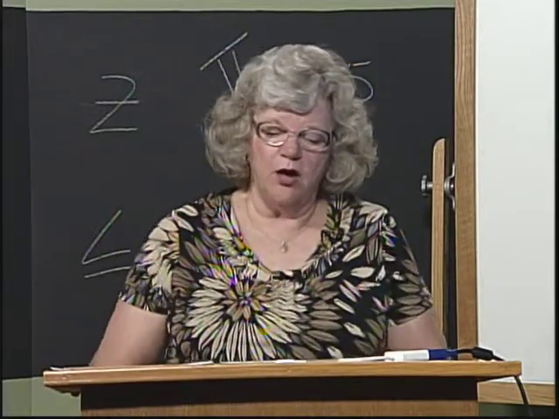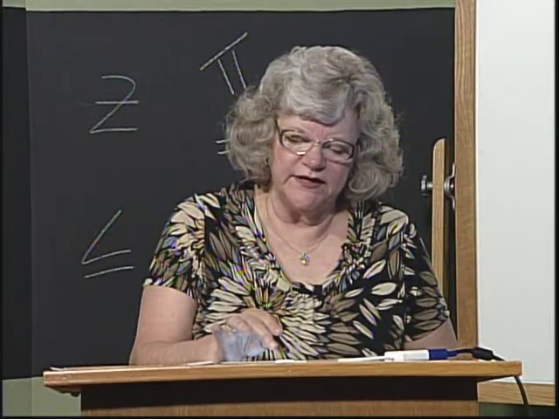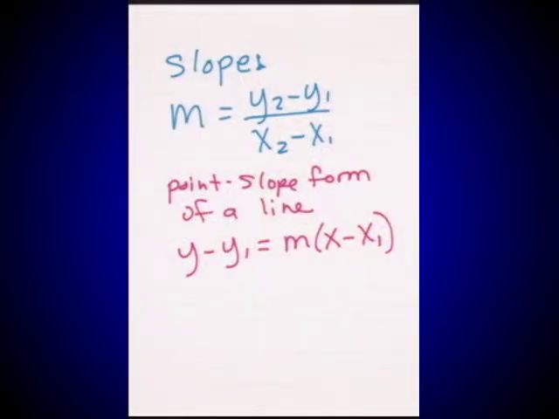Now, if you will recall, we have a slope formula here, which is slope equals y sub 2 minus y sub 1, divided by the quantity x sub 2 minus x sub 1. And then we took that slope formula and put in a general y and a general x here and got the point slope form of a line, y minus y sub 1 equals m times x minus x sub 1. And today we're going to use that to help us write the equation of a line.